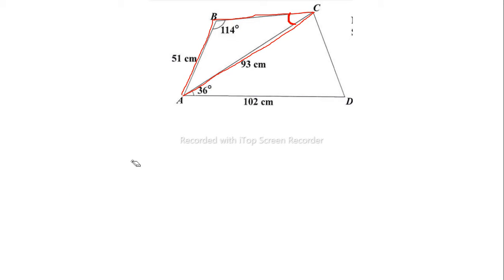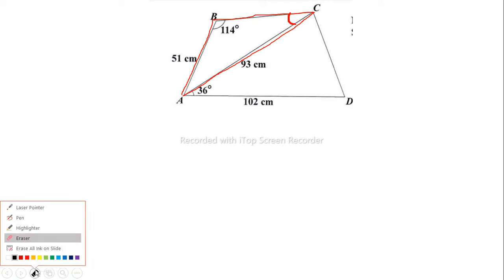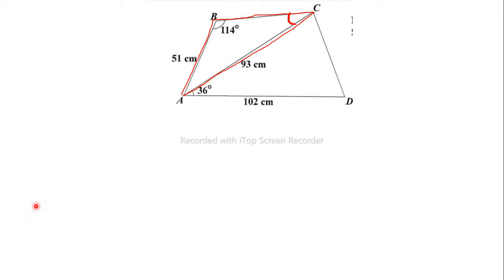I think we could get away with the sine rule for this one. We could use the sine rule or the cosine rule. I prefer to use the sine rule normally. For the sine rule, let's see if we have enough. We have a side and we have a side. So we know this is 51 centimeters. We know that this is 93 centimeters. So that's good. So we have a missing angle, but we have a side. Yeah, we have everything we need. So we can use the sine rule for this.